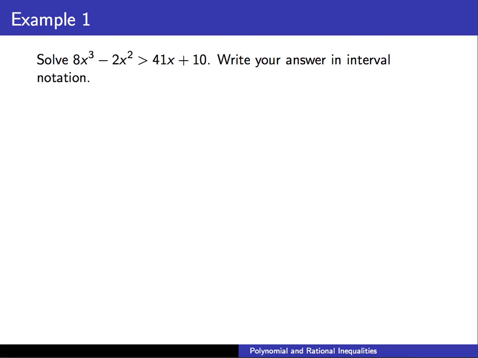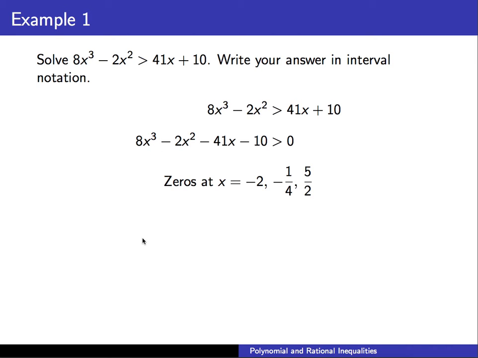So we're going to look at the problem here. 8x cubed minus 2x squared is greater than 41x plus 10. And we're going to write our answer in interval notation. So first up, we're going to get all the terms on one side. When we bring over the 41x and the 10, we get 8x cubed minus 2x squared minus 41x minus 10 is greater than 0. We could have also brought over the 8x cubed minus 2x squared from the left to the right, but we just kept the leading coefficient positive.